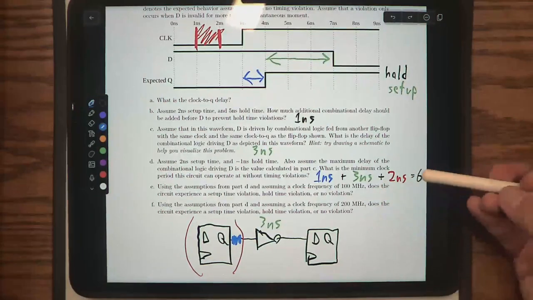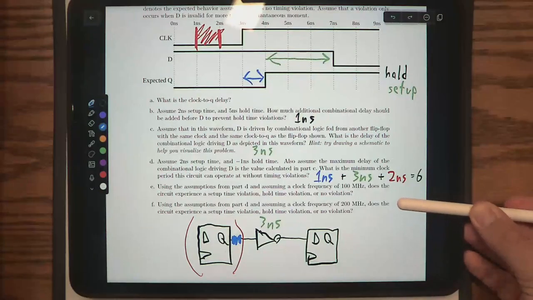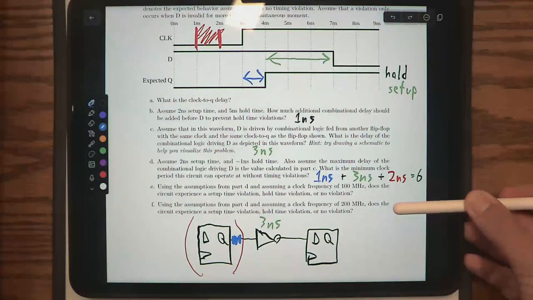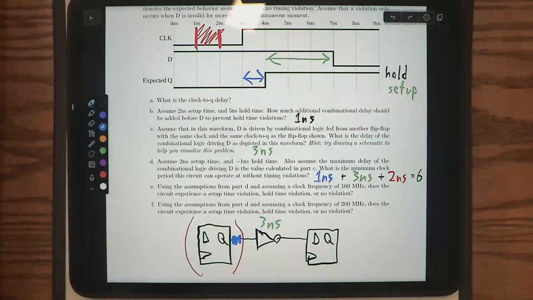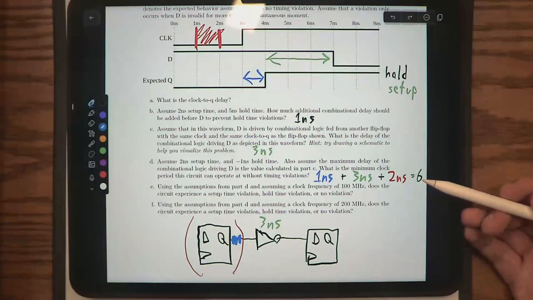Okay, cool. 6 nanoseconds is our minimum clock period. What is that converted to clock frequency? Does everyone have their calculator on them? So 1 divided by 6 nanoseconds is about 167 megahertz. So this is about 167 megahertz is the maximum clock frequency that we can run at.